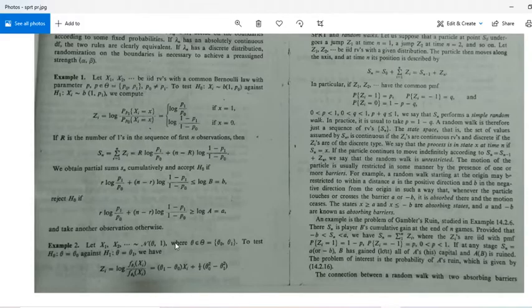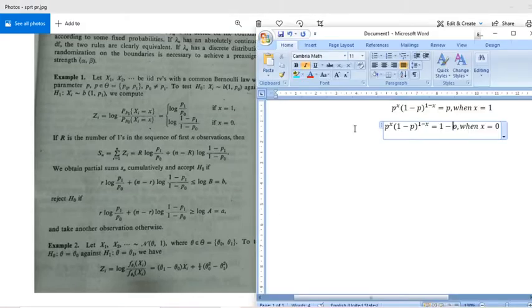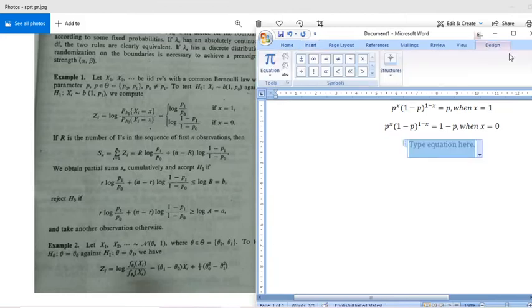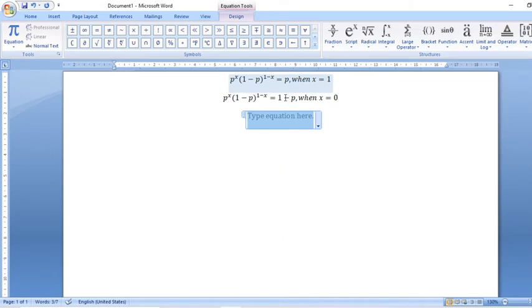For that we will compute Zi. So what is the density of the normal distribution N(theta, 1)? 1 by root 2 pi.